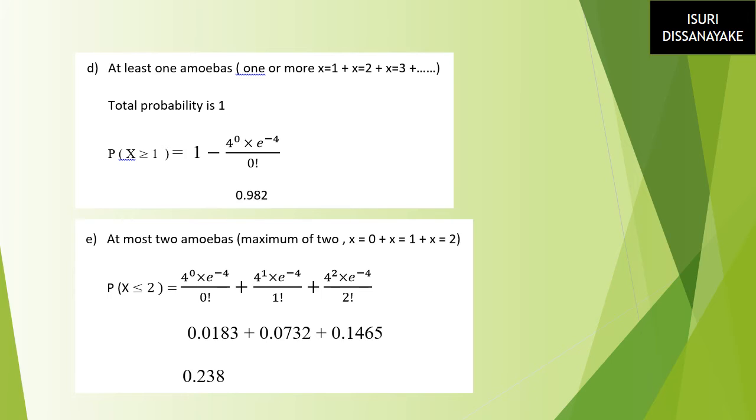4 to the power 0, which is lambda to the power x, multiplied by e to the power minus lambda, which is e to the power minus 4, divided by 0 factorial. You add it to x equals 1 as well as x equals 2, and you add all three probabilities. And the total probability is 0.238, which is the probability of at most 2 amoebas, maximum of 2 amoebas.